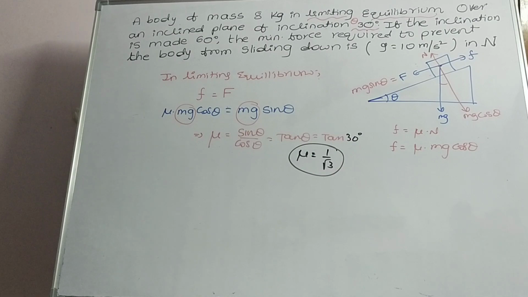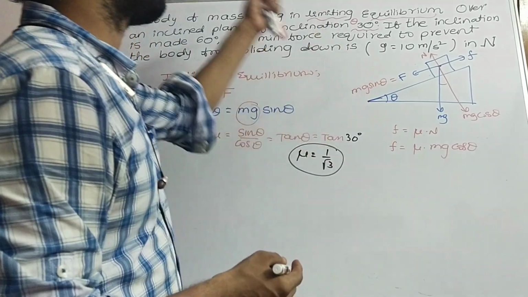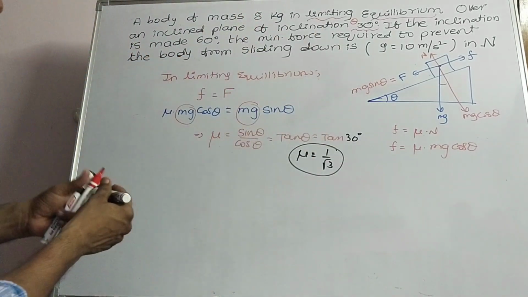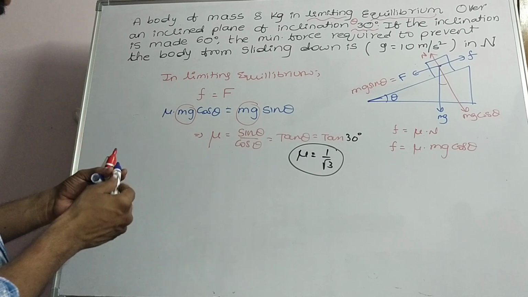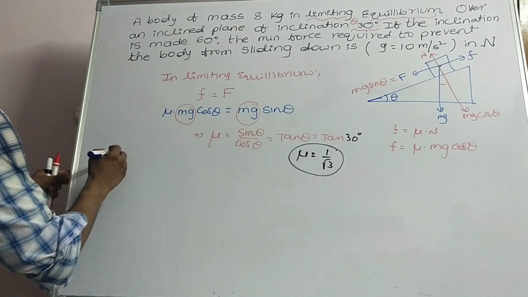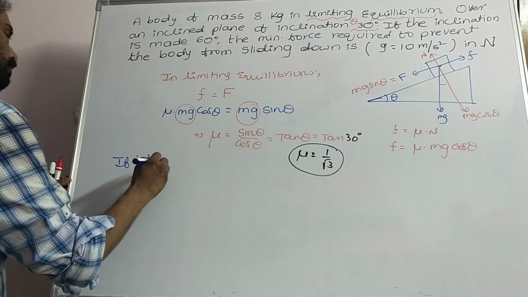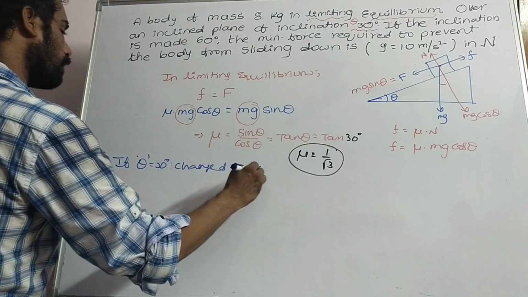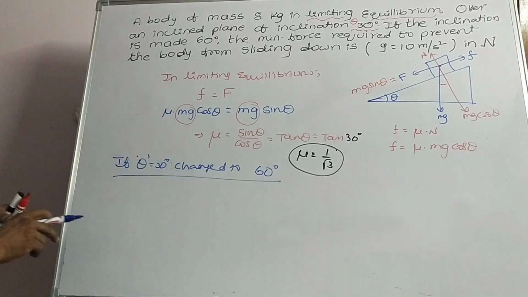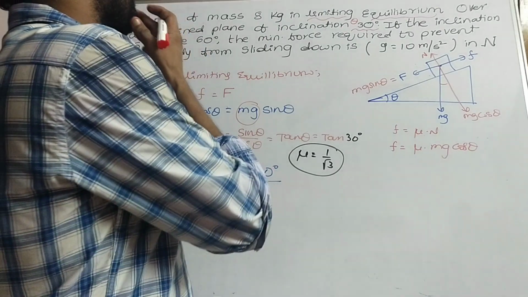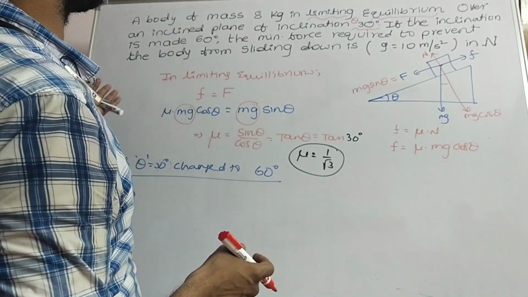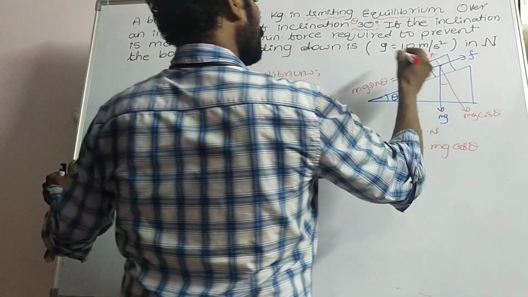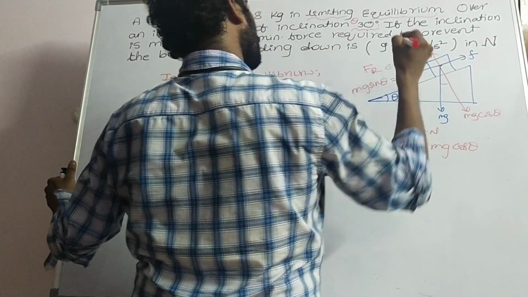Now the angle of inclination is changed from 30 degree to 60 degree. Then the body is not ready to move, rather it starts motion. So if theta changes from 30 degree to 60 degree, then the resultant force will be like this. With the inclination made 60, we need the minimum force required to prevent the body from sliding down. This is the resultant force, say Fr.